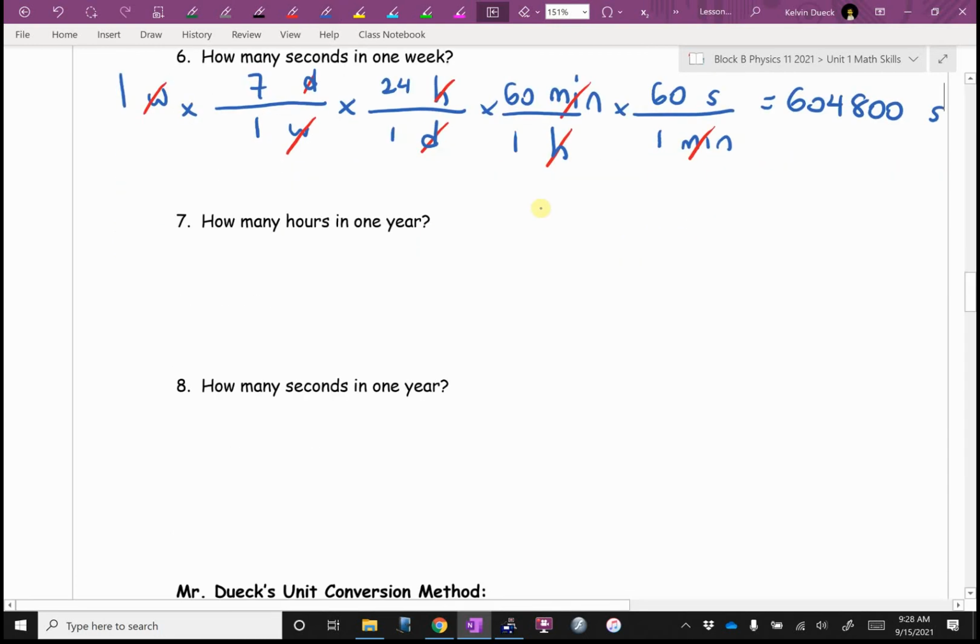Example 7, how many hours in 1 year? I'll ask, does anybody know how many hours are in 1 year? Because if you happen to have memorized that, you've got a shortcut. Have you memorized that? You both have memorized that? You have a shortcut. And that's great. I've never bothered, so I'm going to write down what they gave me.